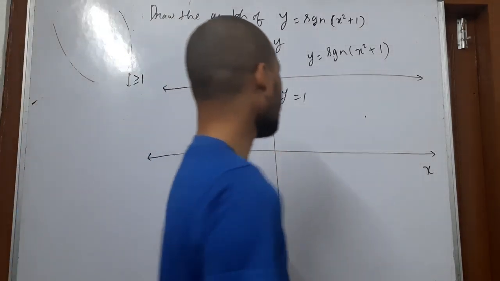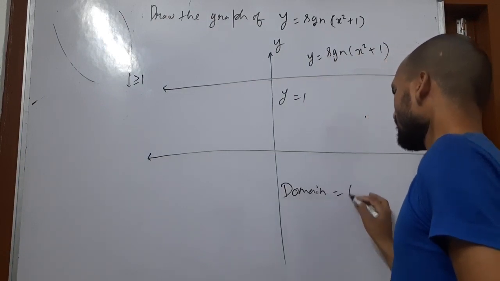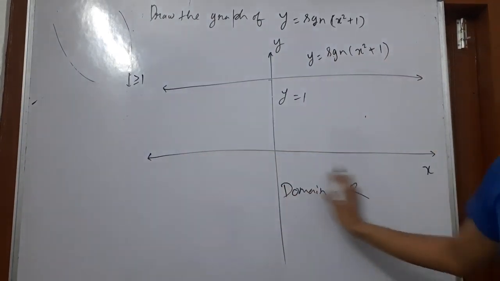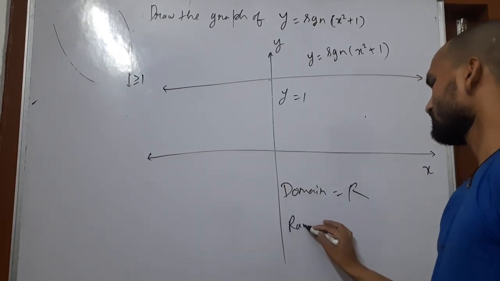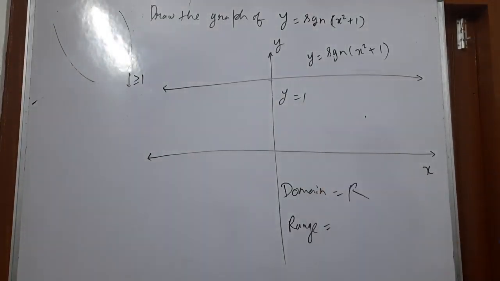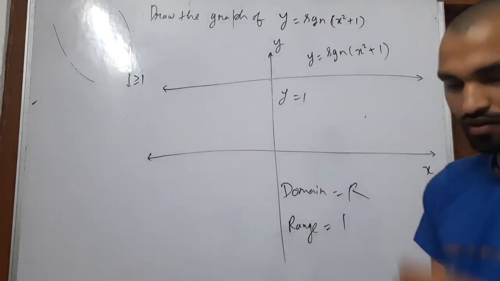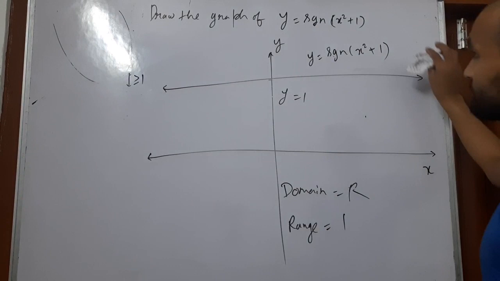Here, what is the domain? We can say that the domain is the real numbers. All values of x are taken. And the range? What is the range? The range is 1, the value of y. So the range is 1. Now we should take another question.